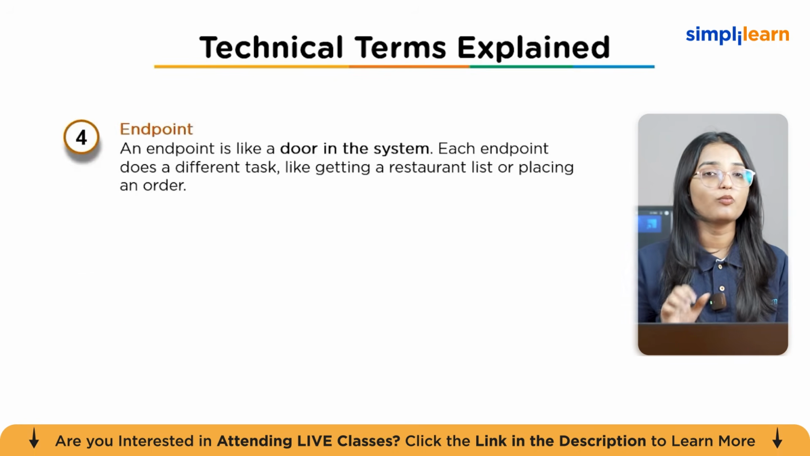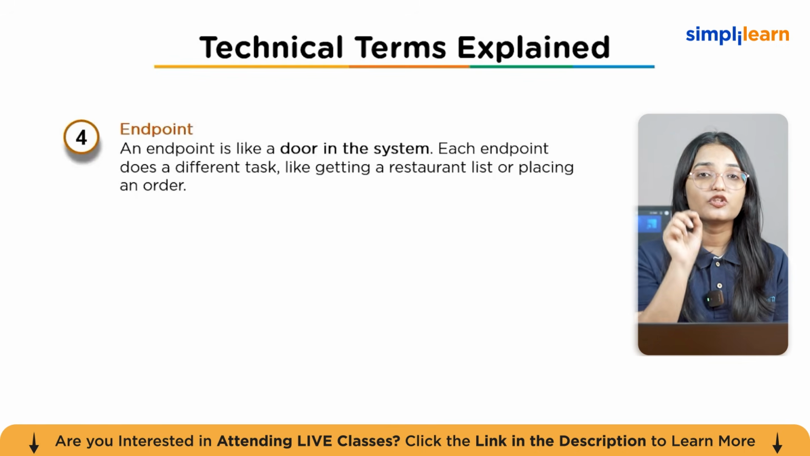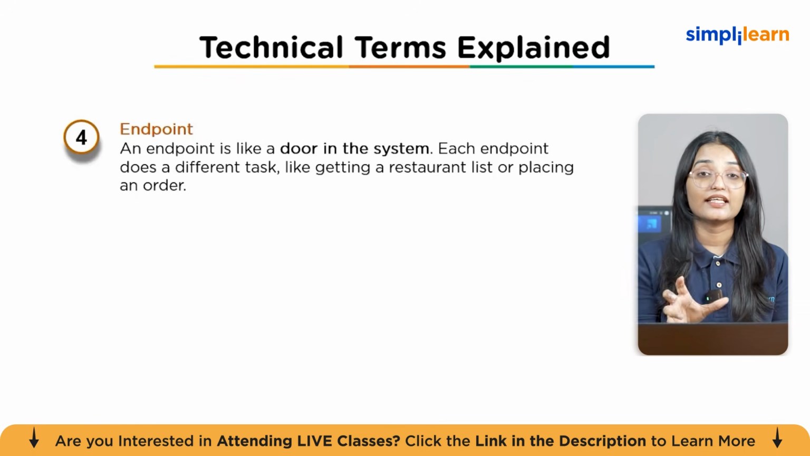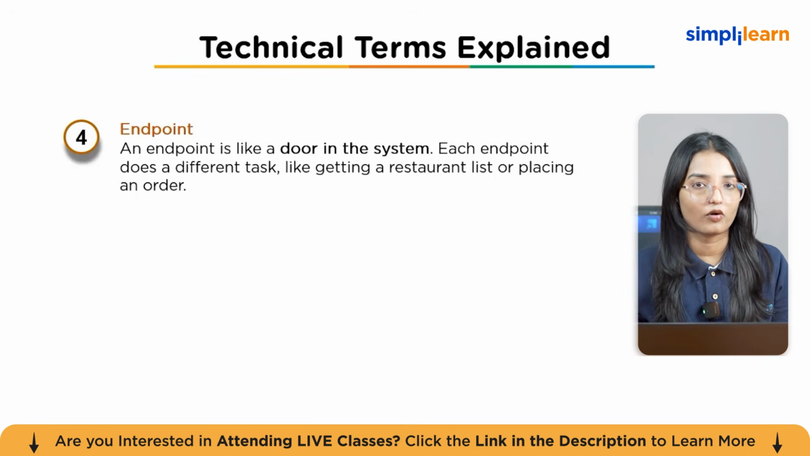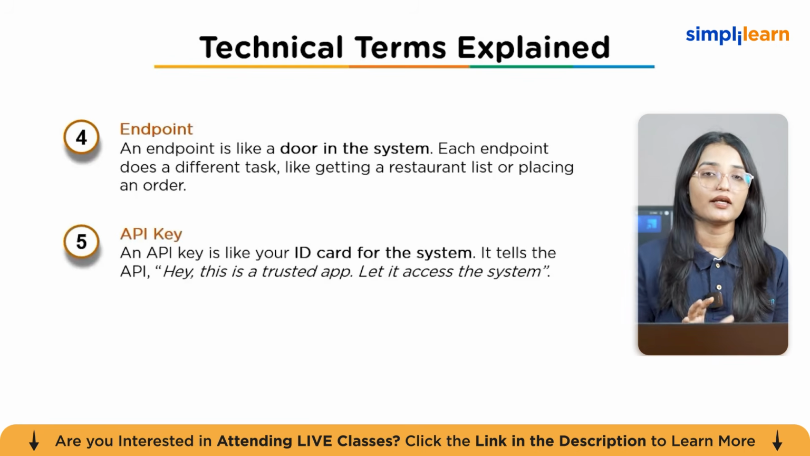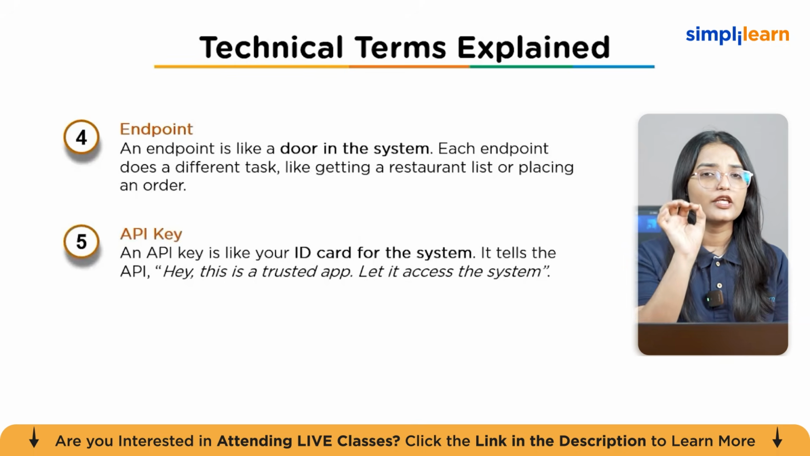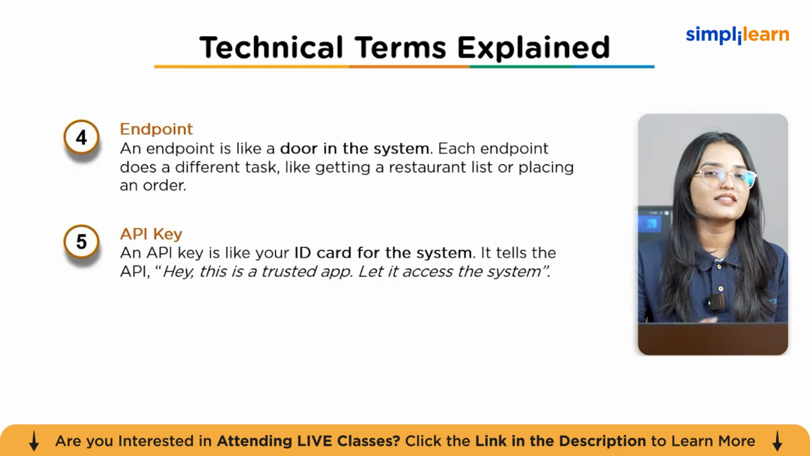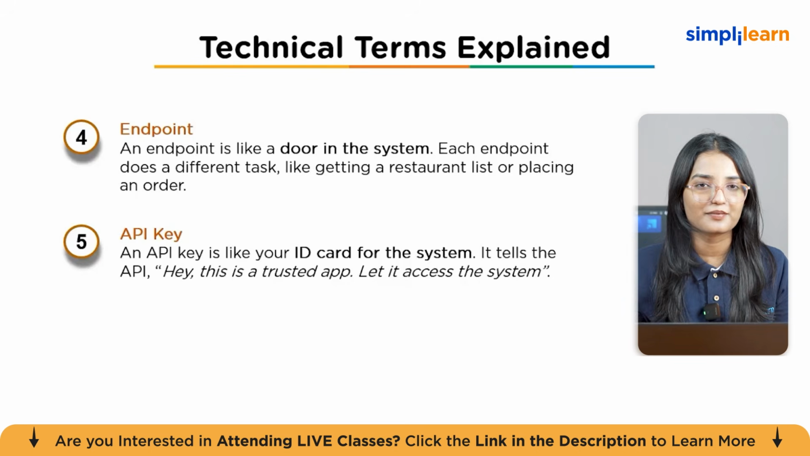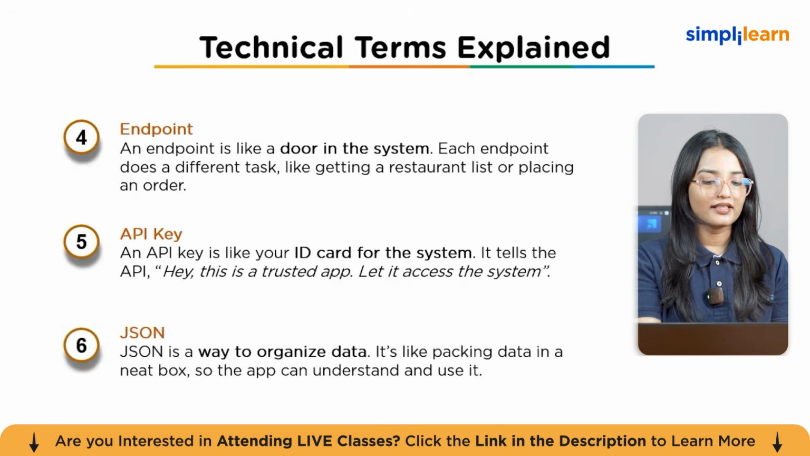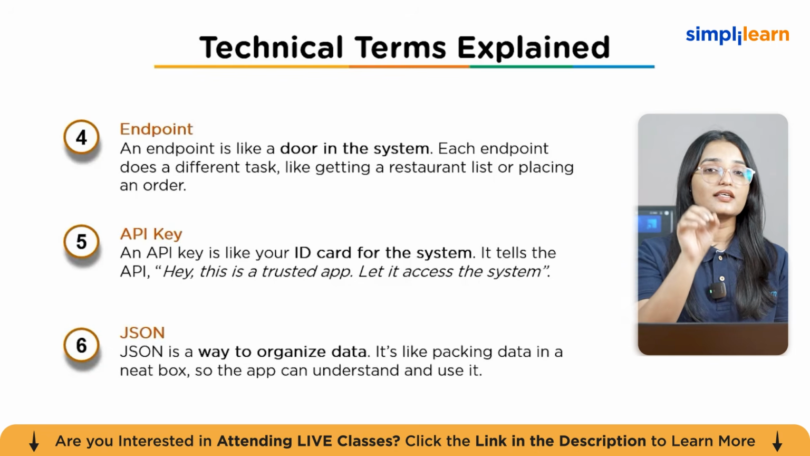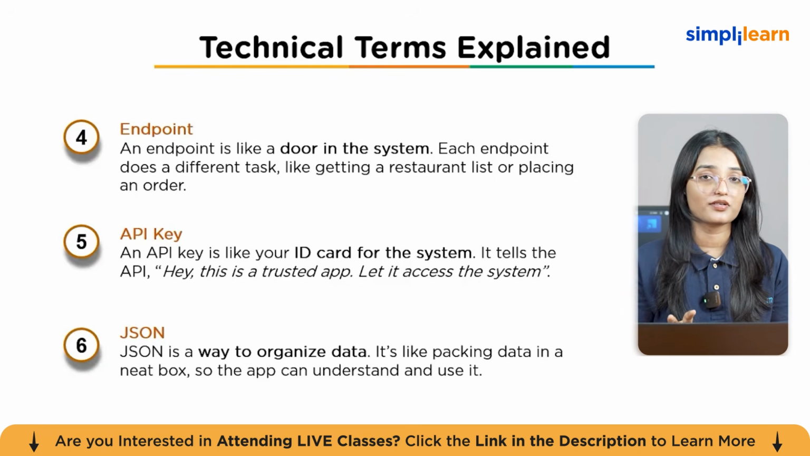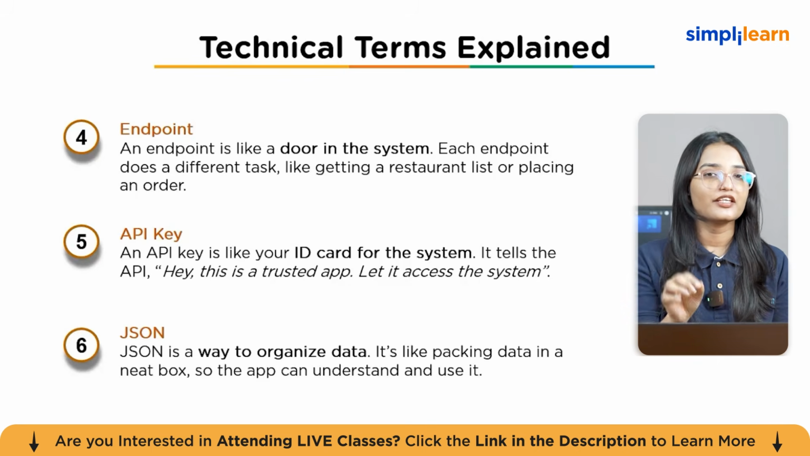Next, we've got endpoint. An endpoint is like a door in the system. Each endpoint does a different task, like getting a restaurant list or placing an order. Then we've got API key. An API key is like your ID card for the system. It tells the API, hey, this is a trusted app, let it access the system. So this is how the API key works. And then we have JSON. JSON is a way to organize data. It's just like packing data in a neat box, so the app can understand and use it.